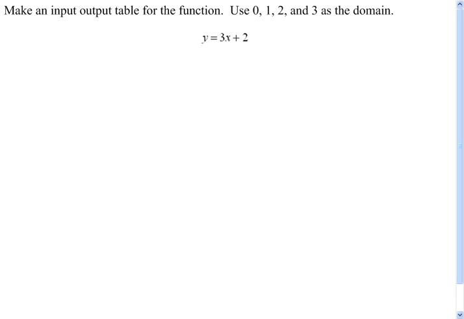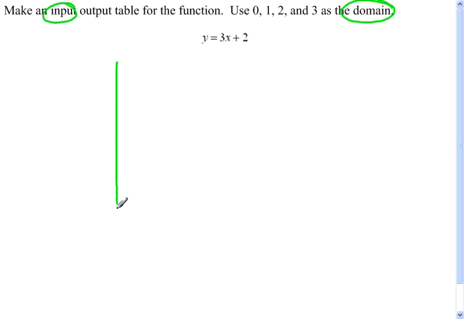Here we need to make an input-output table for the function. Use 0, 1, 2, and 3 as the domain. So first thing I want to say is that the domain is the same thing as the input. So we're going to use 0, 1, 2, and 3 as the input.